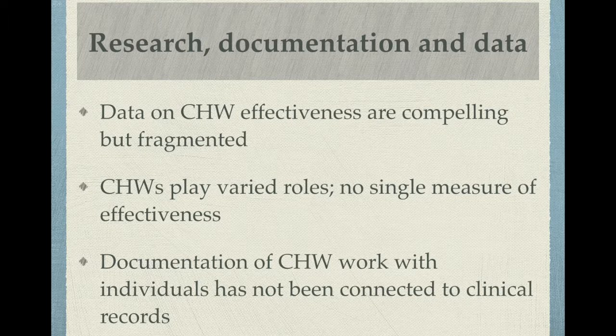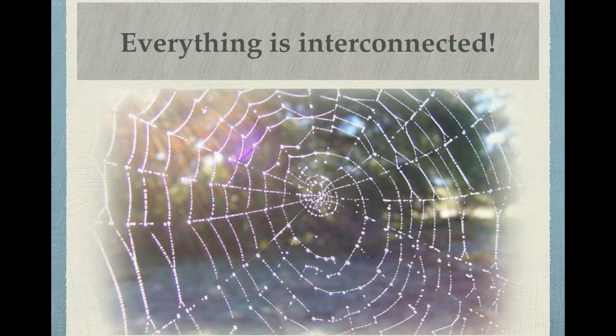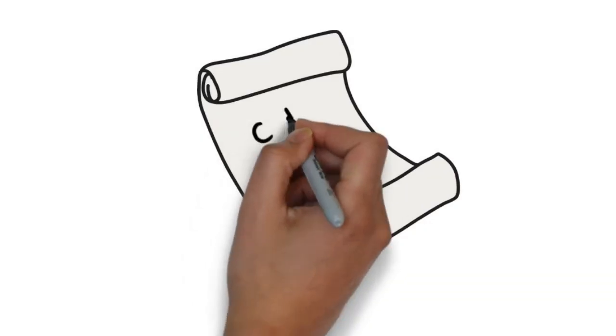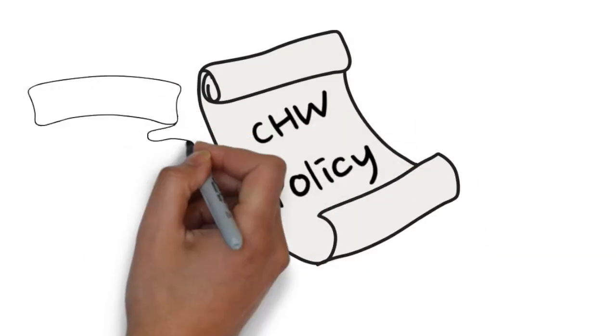Efforts to integrate this documentation have only begun recently. Organizational policies may need to be modified to incorporate documentation of community health worker activities in medical records. Finally, perhaps our biggest challenge or opportunity of all is the fact that policies in all of these four areas are related to each other, which can complicate the policy development process. Let's talk a little bit about what this means. How do these four areas of community health worker policy interact?